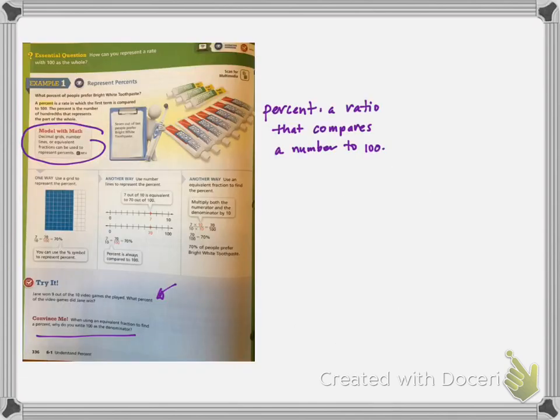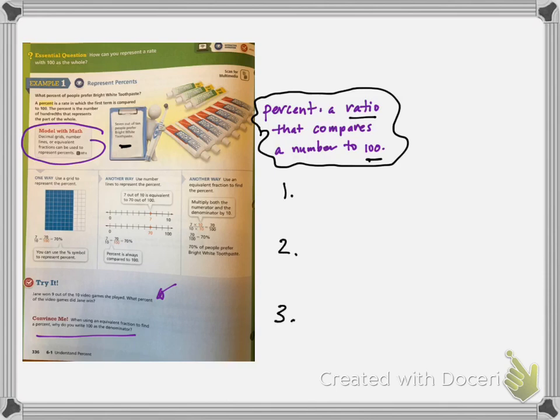So next, they are looking at this bright white and different kinds of toothpaste. And they tell you that 7 out of 10 people prefer the bright white toothpaste. And they introduce our first vocabulary term for this chapter, which is percent. And percent is where we create a ratio, and it compares a number to 100. And there are 3 main ways that the book shows or helps us think about and reason about this.